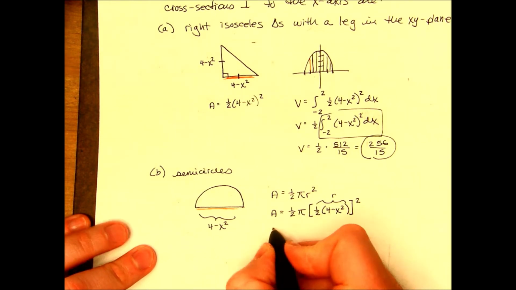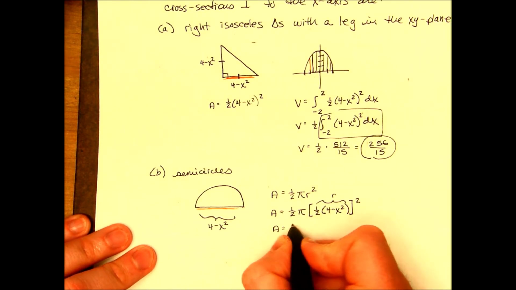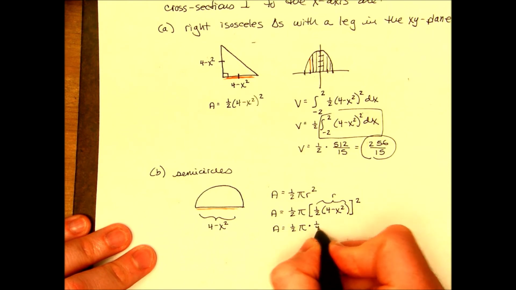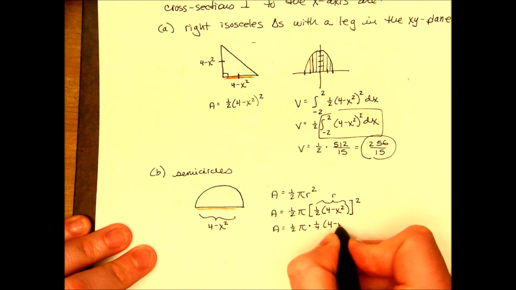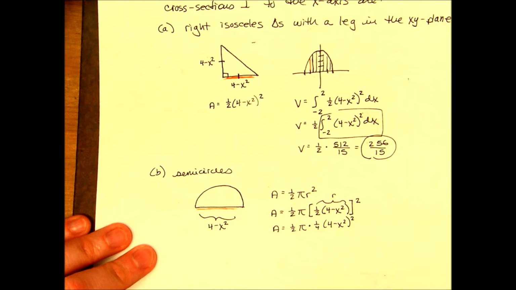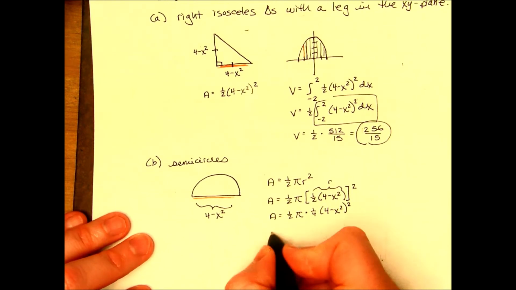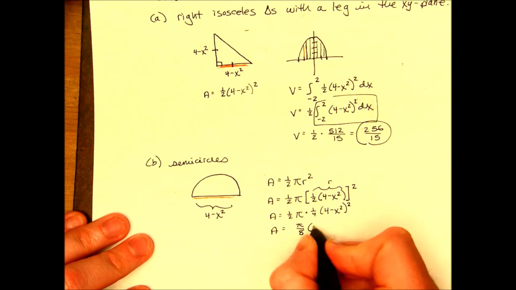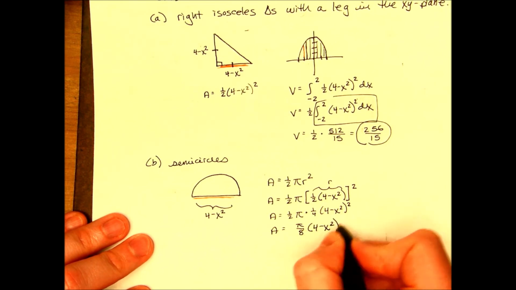Let me do a little bit of cleaning up, a little bit of algebra over here. A equals 1/2 pi times square the 1/2, you get 1/4. Square that thing, you get 4 minus x squared in parentheses squared. Do not distribute the square, you'd need to FOIL if we were going to do that, and I'm not going to bother. And I can say that my area is pi over 8 times 4 minus x squared squared.